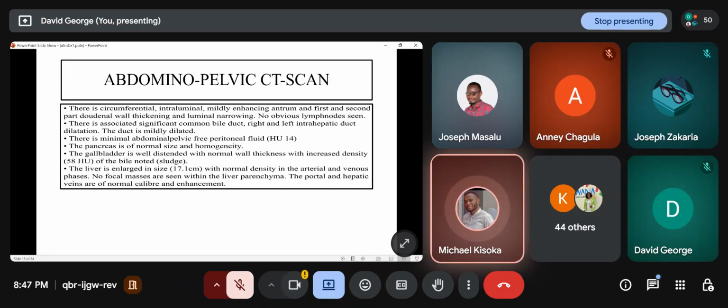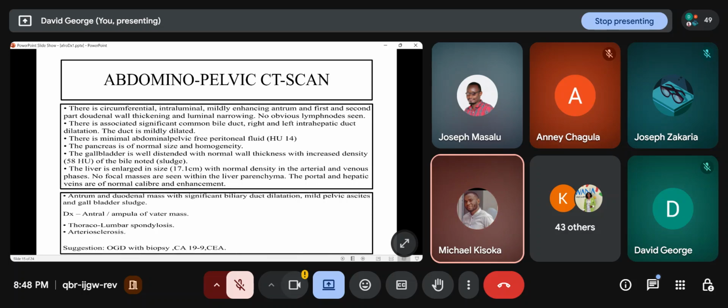So there's a circumferential intraluminal mild enhancing antrum and second part of the duodenum wall thickening and luminal narrowing. No obvious lymph node seen. There's an associated significant common bile duct, right and left intrahepatic duct dilatation. The duct is mildly dilated. So help us with the next click, David.